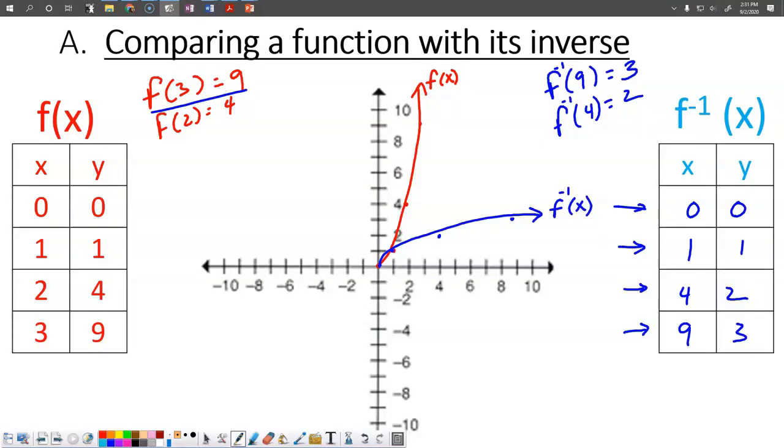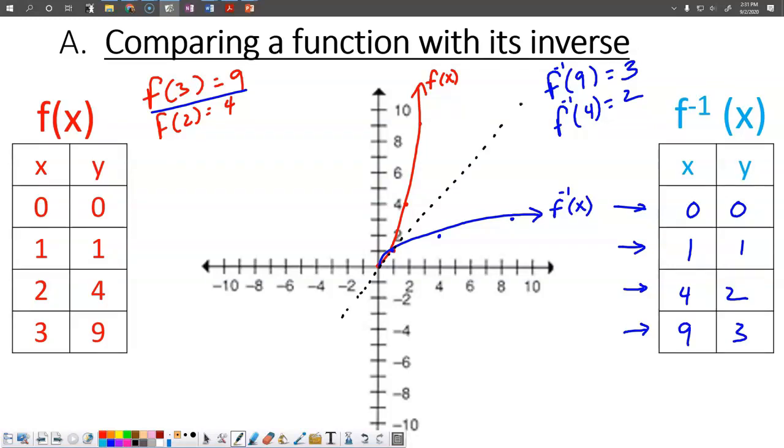Okay, so if you guys can imagine a perfectly diagonal line here, it's like the red line got reflected through that diagonal line, and the result would be the blue line, right? And that's what inverses always look like. They look like a reflection through that black dotted line.